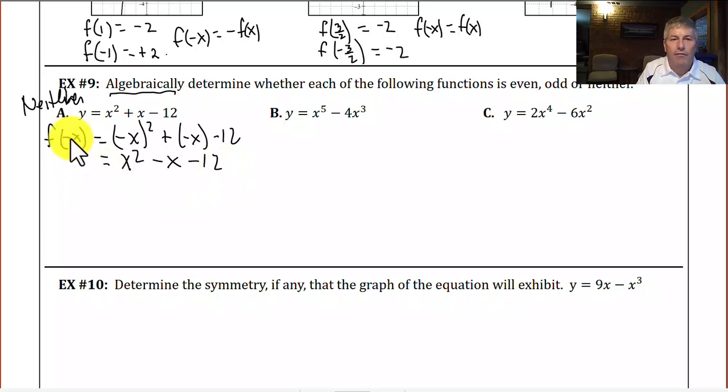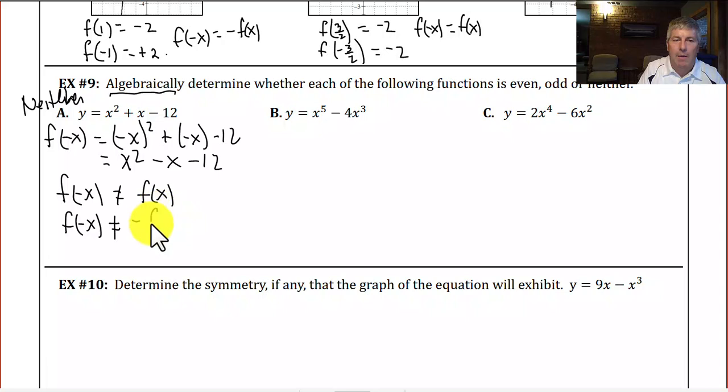So f of negative x doesn't equal our original function. It doesn't equal f of x, but it also doesn't equal the opposite of f of x, because these aren't all opposite signs. So f of negative x doesn't equal f of x, and f of negative x doesn't equal the opposite of f of x. So this is neither.